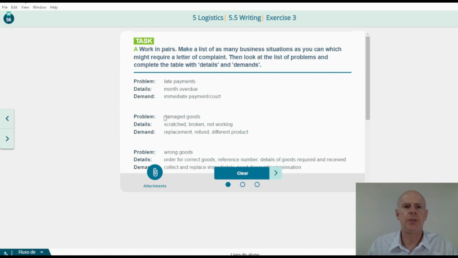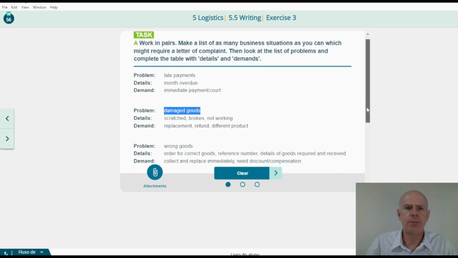Another problem, damaged goods. Give some details. Scratched, broken, not working. Demand, replacement, so they give another one. Refund, give money back, or different product.